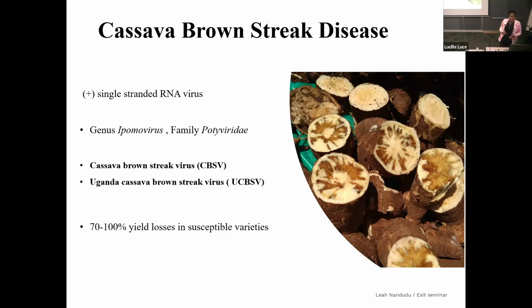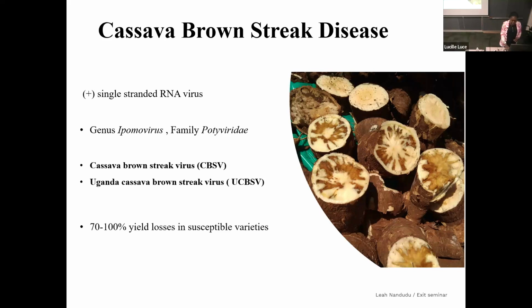So cassava brown streak disease is a positive sense single-stranded RNA virus. It's in the genus Ipomovirus and the family Potyviridae. You know potato virus Y, which is a very common virus. So these are common plant viruses, but there are two species of this virus, the cassava brown streak virus and the Uganda cassava brown streak virus, which I'll refer to as CBSV in the presentation. Both viruses cause 70 to 100% yield losses in susceptible varieties.